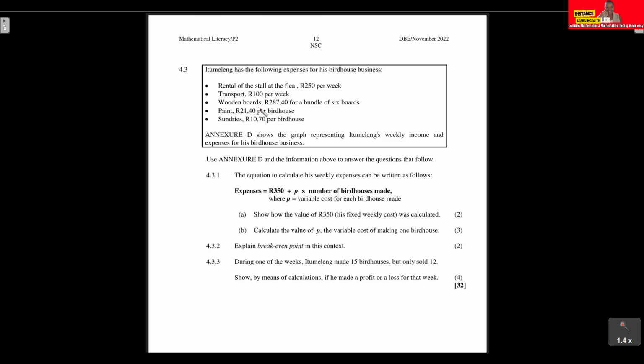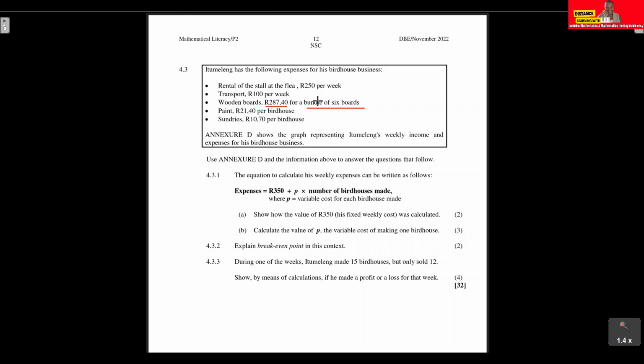You need to be careful with this information here. They tell us that for a bundle of 6 boards, he needs to pay 287 rand and 40 cents. And you need to remember from the questions we looked at in question 4.1 that he needs just one board to create one birdhouse. So if they're talking about a bundle of 6 boards, you need to determine how much it will be for just one board. You need to think along those lines.